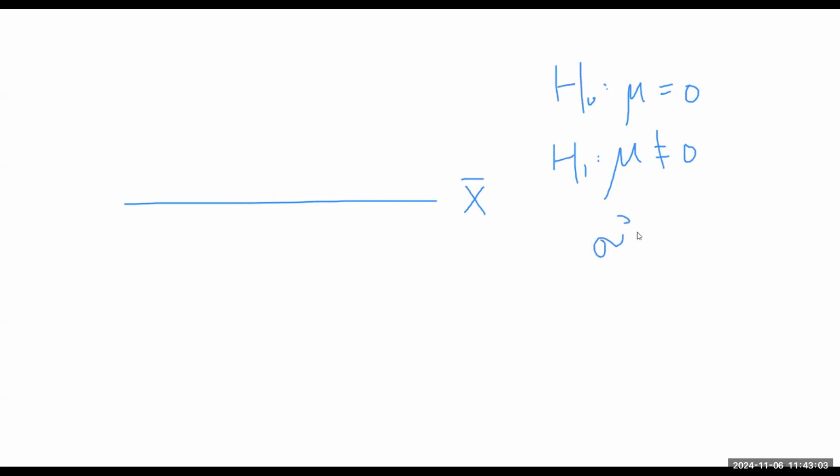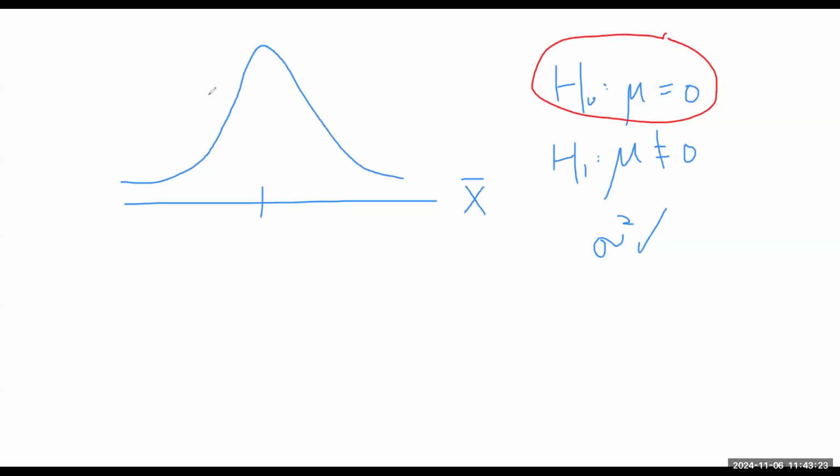Let's make the simple case where sigma is known, so I can use the Z test. Everything becomes the easiest case. How do we do hypothesis testing? What we do is assume the null is correct, and remember our assumption is that this is a bell curve. Under this assumption, the center is 0 here. So we ask whether the data support the claim that it is 0.